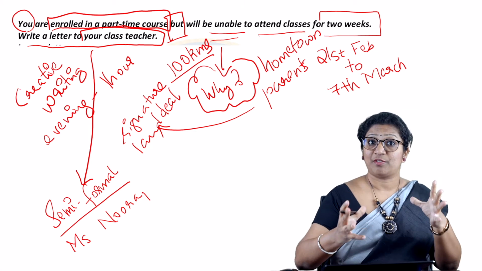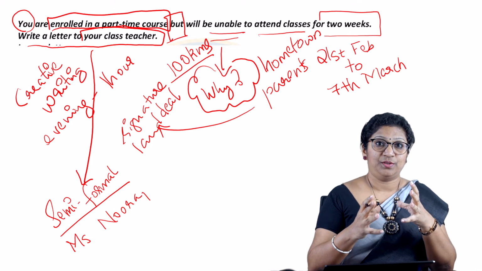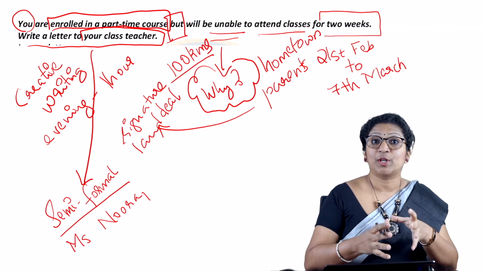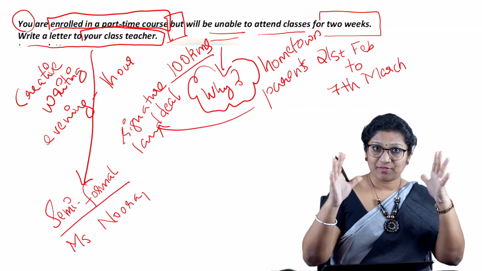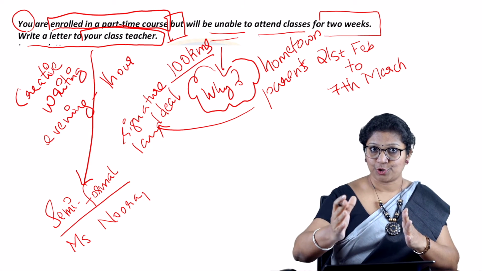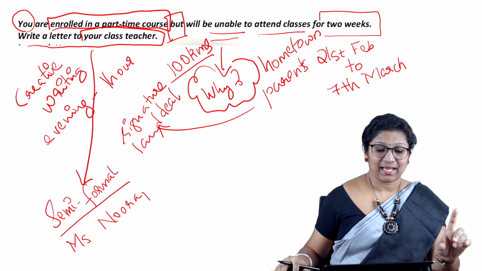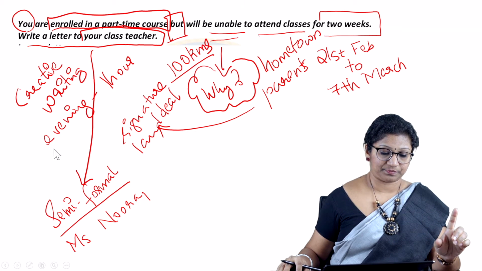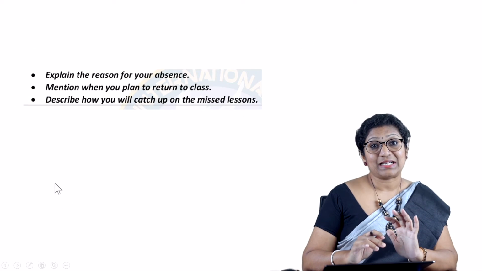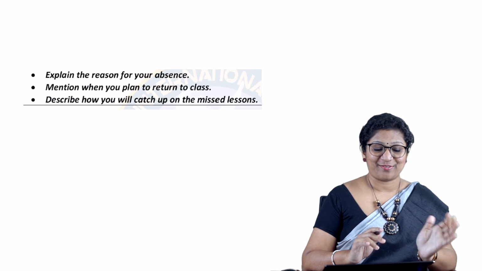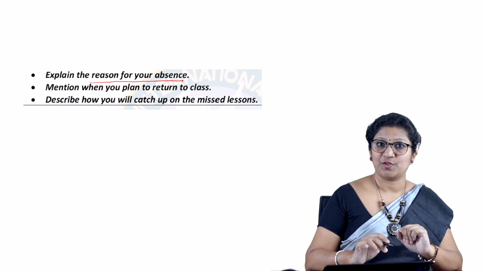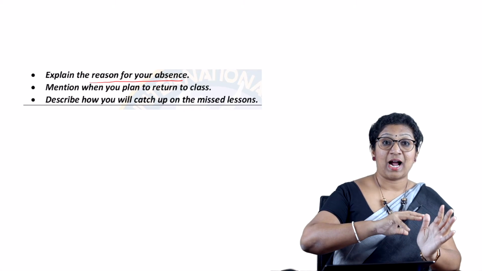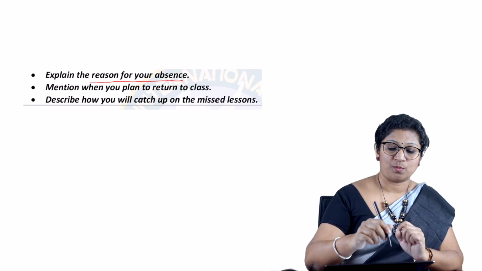See how much information you need to focus on just from the question, and this will help you develop the letter. Now that you have a brief understanding of how your letter should go, let's look at the second half of the question, and that is the 3 bullet points that you have. So the first one says, explain the reasons for your absence.